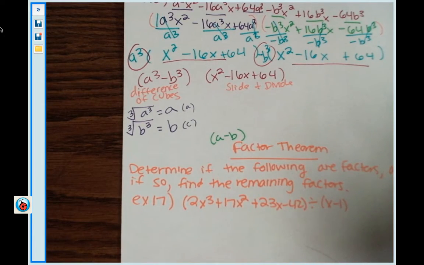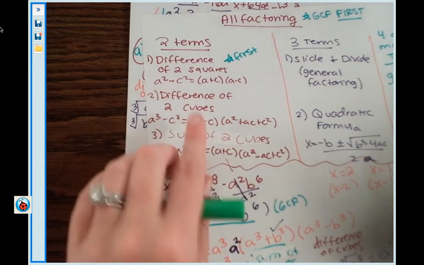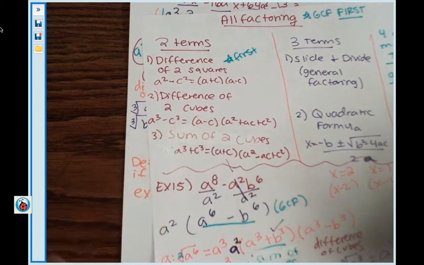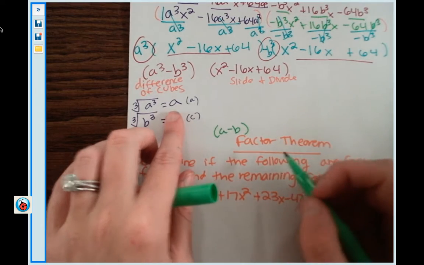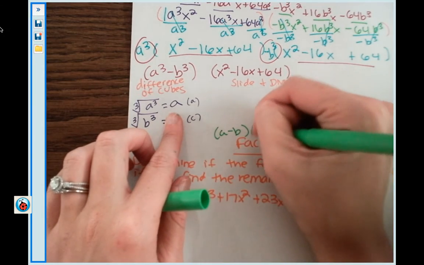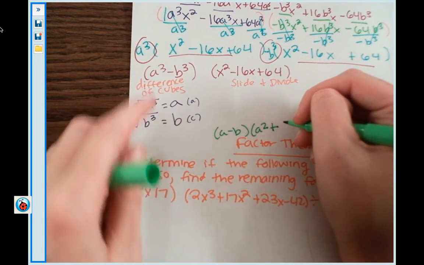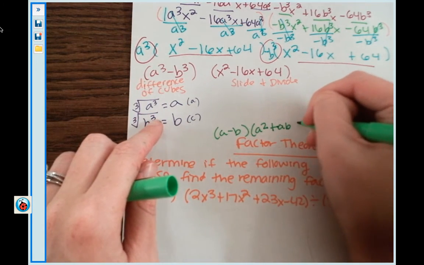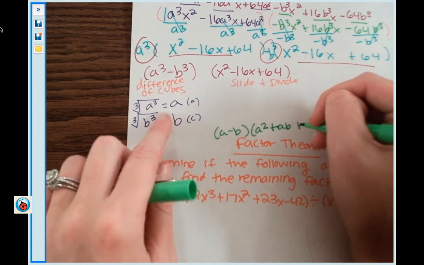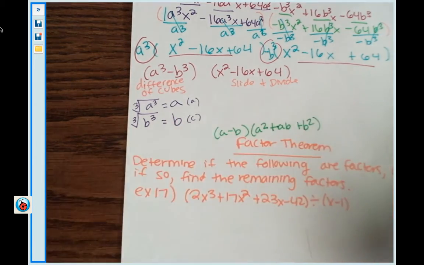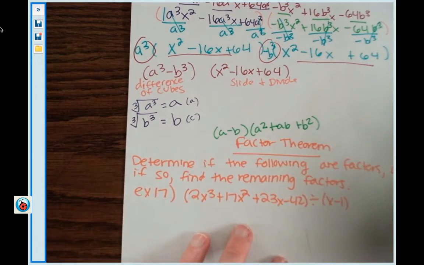All right, and then it says, if we look here, we do the a minus the c, and then we do a squared plus ac plus c squared. So let's do that next. So a squared is a squared plus a times c. So a times b is ab plus c squared. So my c term is b, so b squared is b squared. All right, so this part is my difference of cubes.